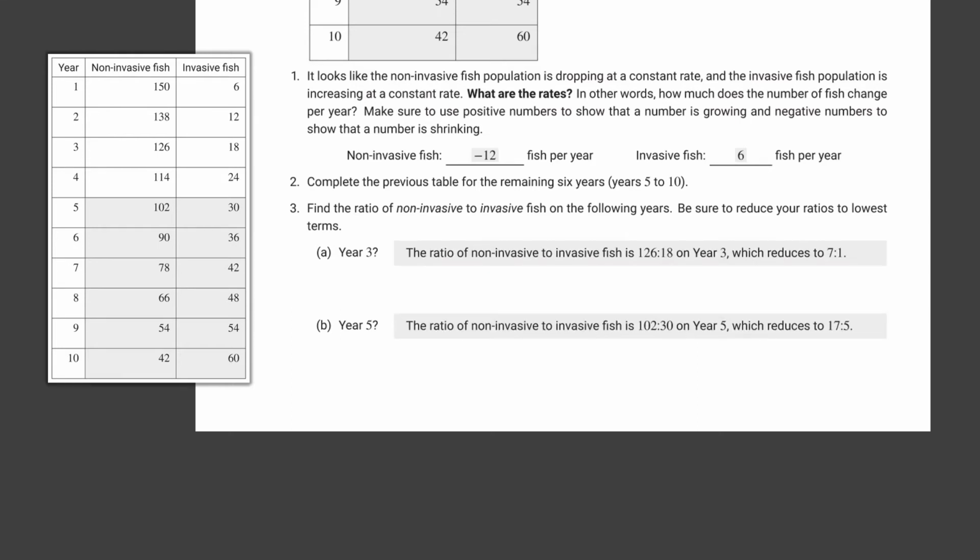Part 3 is pretty straightforward. In Year 3, the ratio of non-invasive fish to invasive fish is 126 to 18. This reduces to the ratio 7 to 1. In Year 5, the ratio is 102 to 30. This reduces to the equivalent ratio 17 to 5.